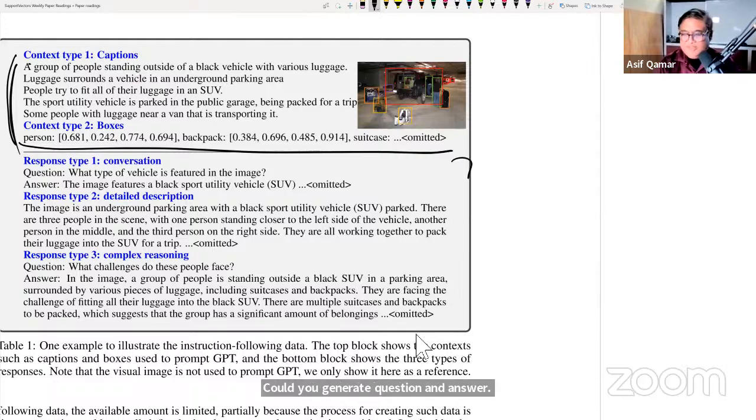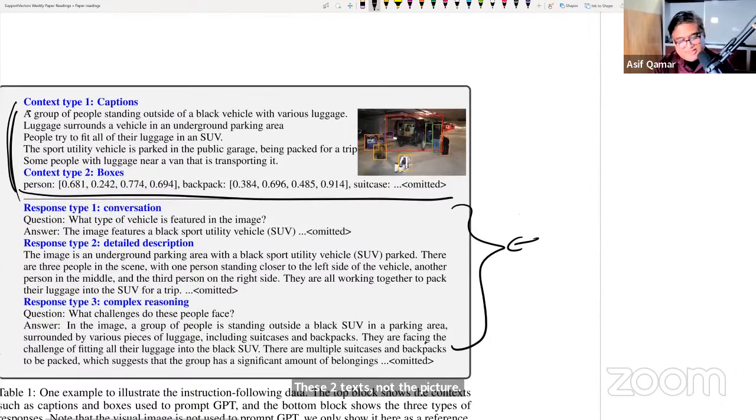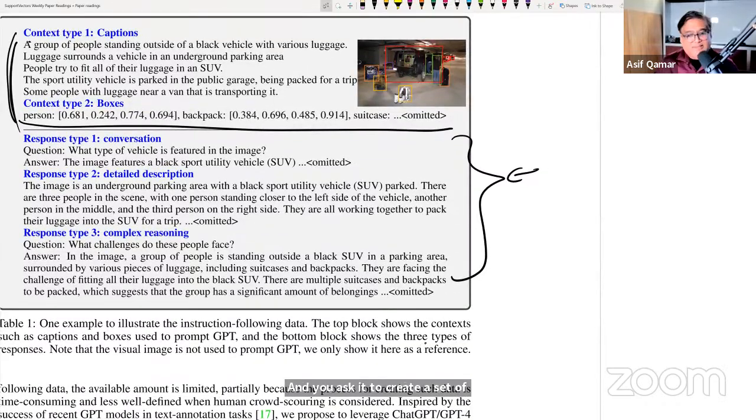So this is what the machine can generate. Can you generate good question answer pairs from the image? Does that make sense? Right? So step one is go to a much larger model. And remember, that model, GPT-4 for example, is not a multimodal model. It is just a text model. What are the texts you are giving? These two texts, not the picture. And you ask it to create a set of question answer things like this: question, its answer, complex reasoning, etc.